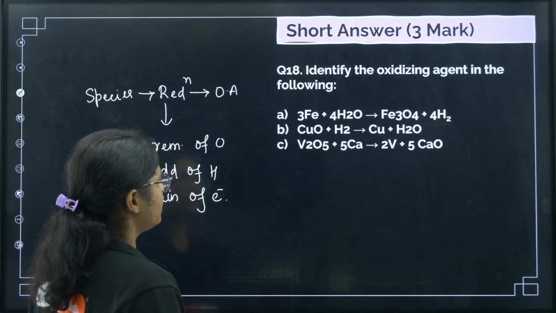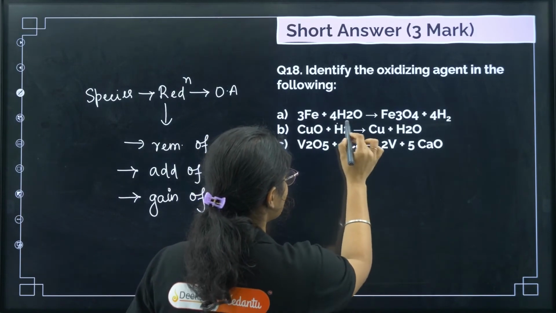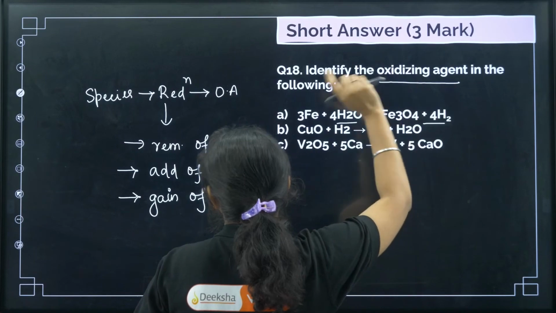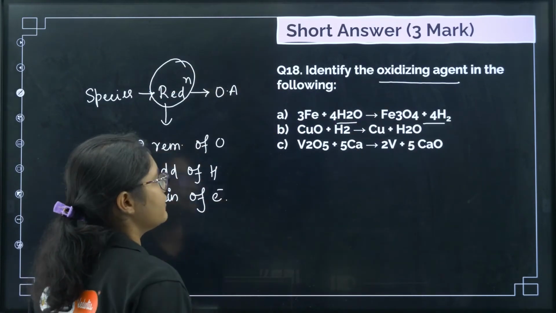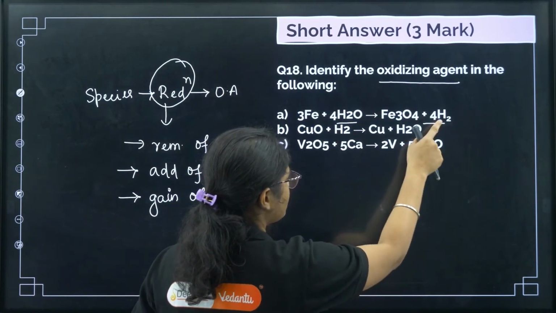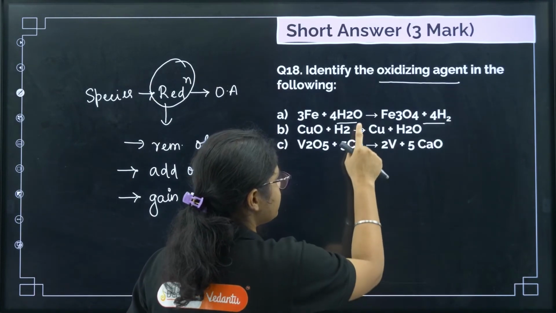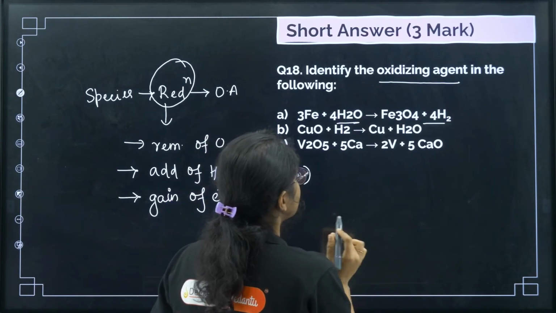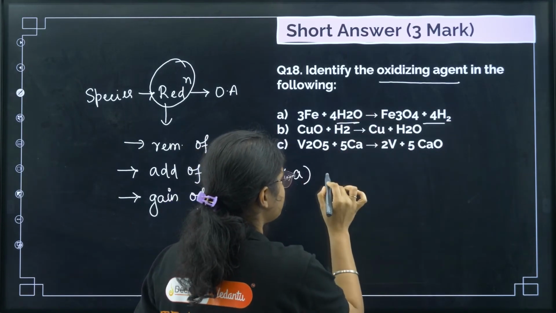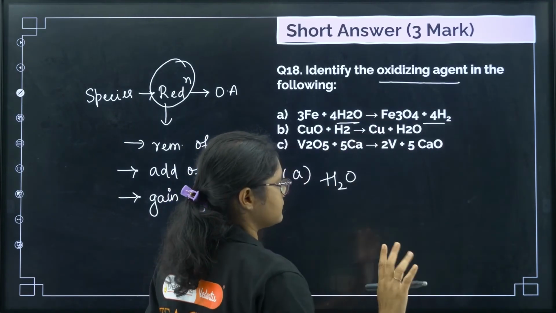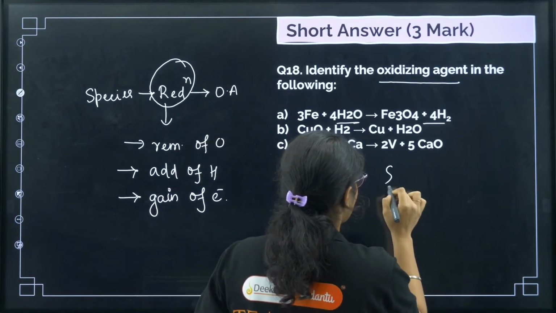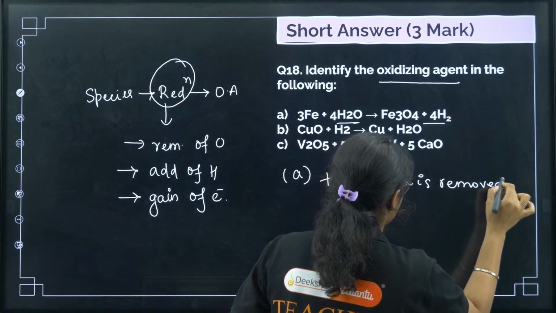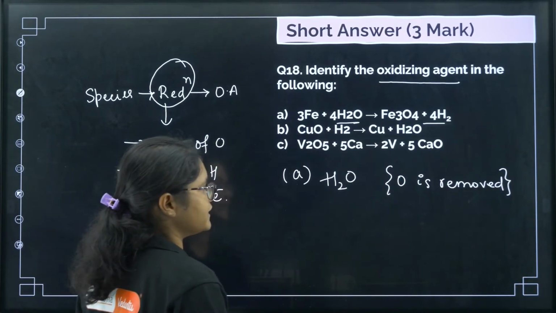Now if you see here, H2O, what is happening? We need to find the oxidizing agent, so we need to find that species which is undergoing reduction. If you see H2O to H2, oxygen is removed here, so I can write that in A. When this is asked as identify, you just write water. That is the answer, but I am telling you for explanation that oxygen is removed. That means this species is undergoing reduction, so it will behave as an oxidizing agent.